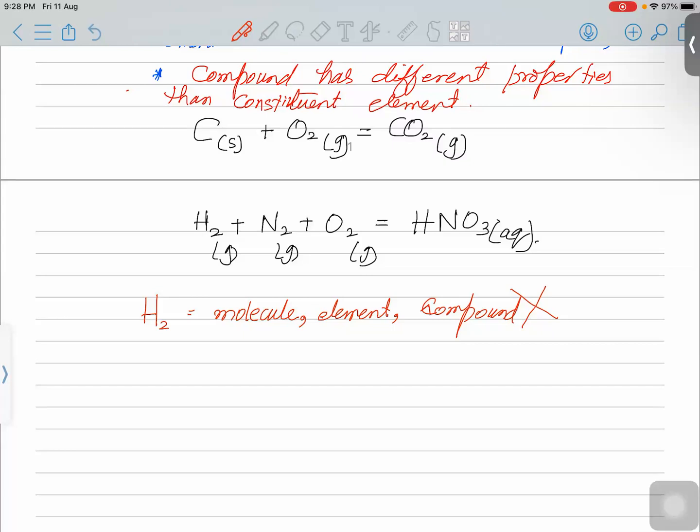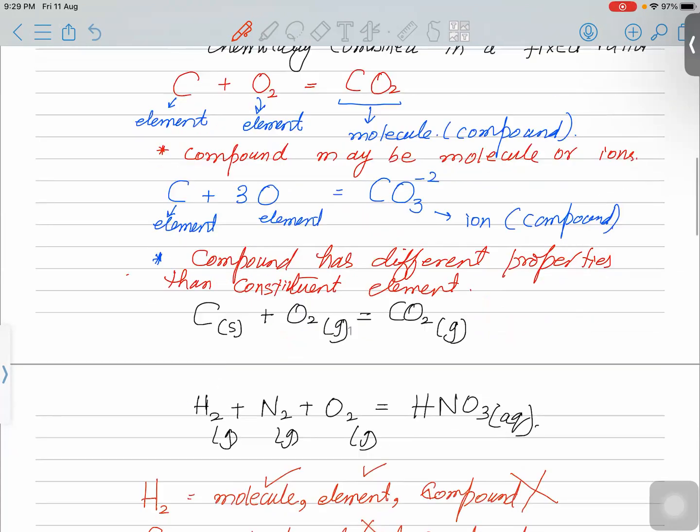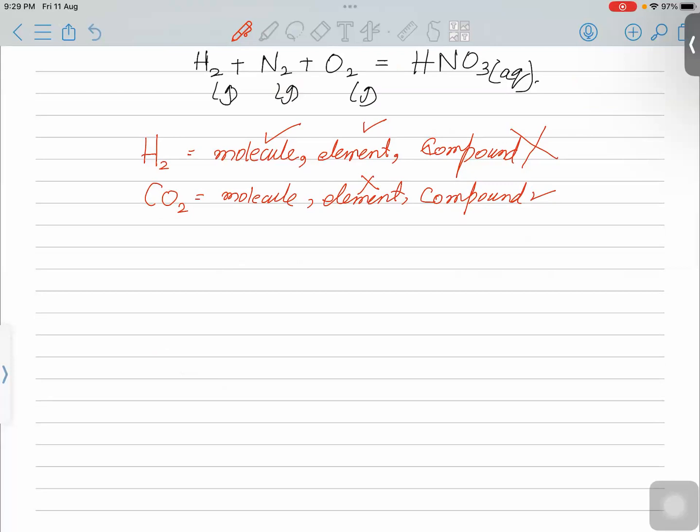Right, sir. So basically a molecule can be for an element and compound both, but a compound is just a compound. Yes, compound means it must contain two different elements. Carbon dioxide is a molecule. Is it an element? No, it is not an element. Is it a compound? Yes, it is also a compound. I think it's your answer, right? Yes, sir. I got it.